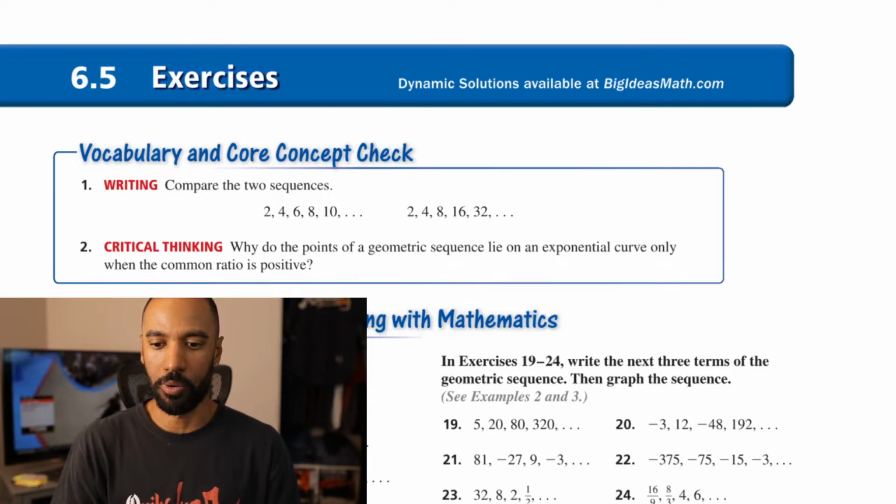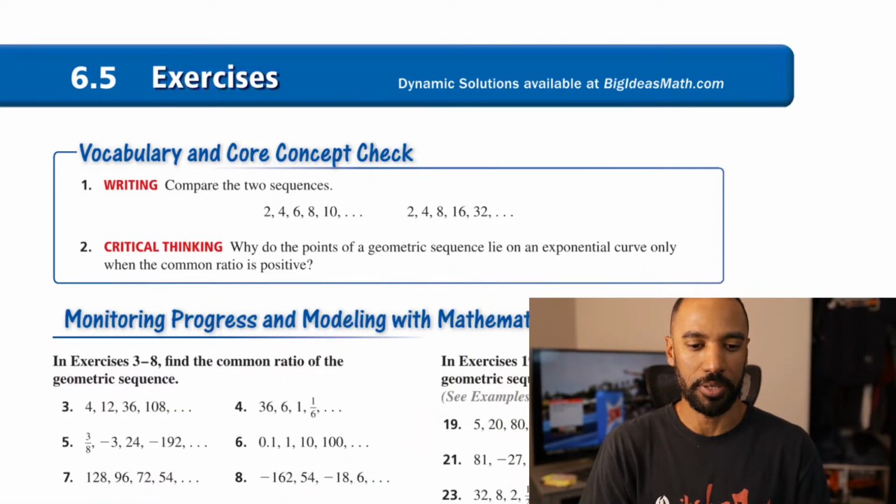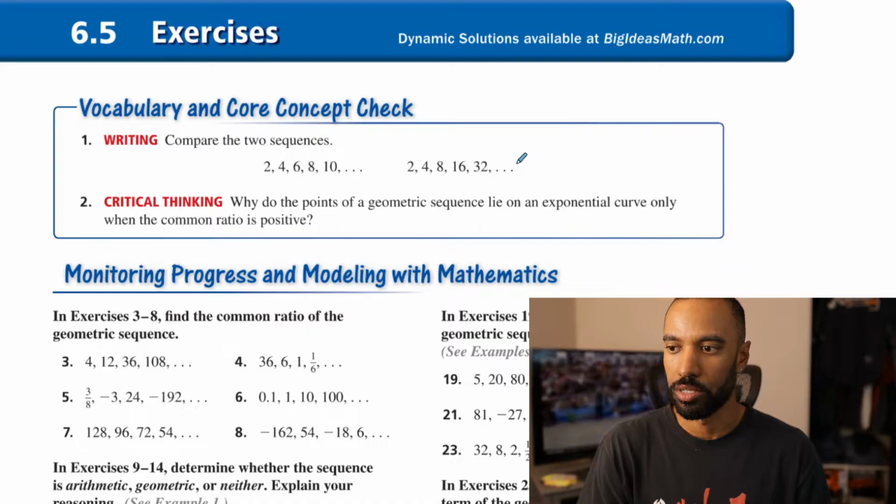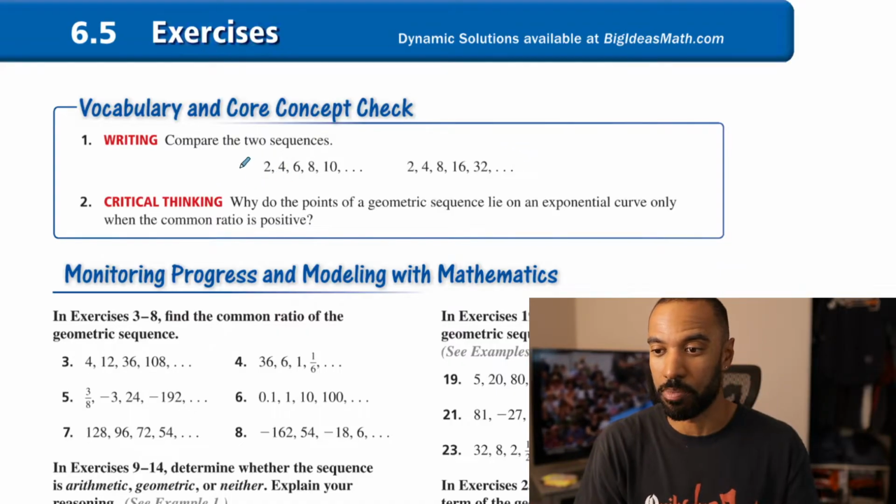Okay, that's the end of the lecture portion. Let's go and move into the vocabulary and core concept check. So number 1 says compare the two sequences here. What's the question? Oh, the question is just compare them. I thought they were going to say something about them.